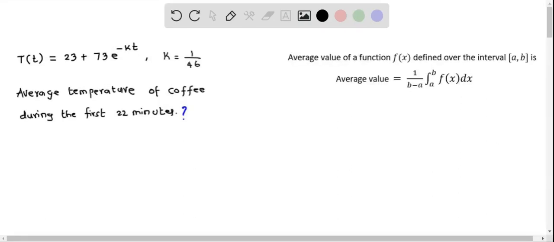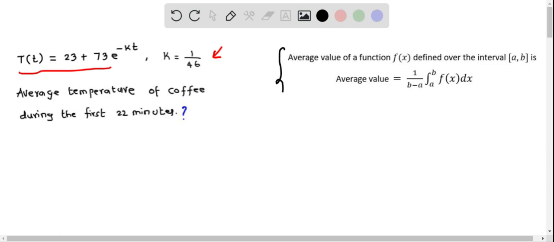We will now see how to evaluate the average temperature of the coffee during the first 22 minutes, given that the temperature of the coffee is given as a function of time. That is, T of t equals 23 plus 73 e raised to the power of minus kt, and the k value is also given as 1 over 46. So let's start to do it.